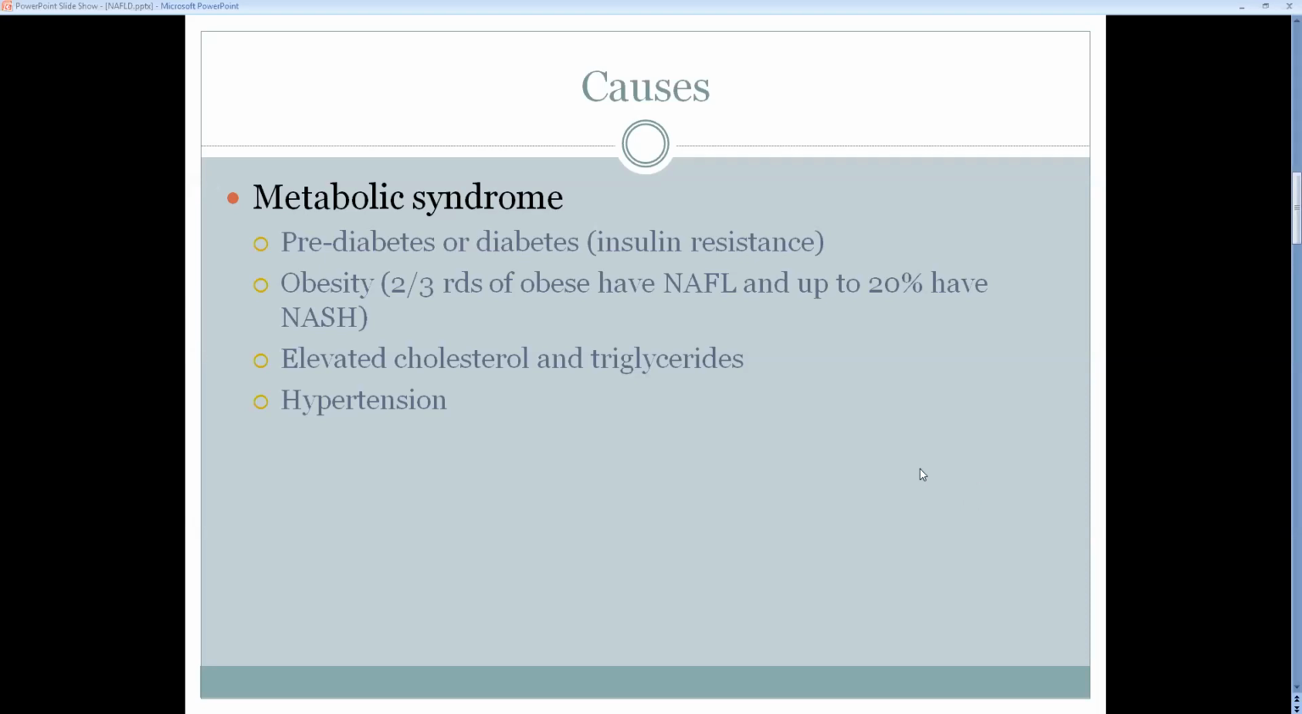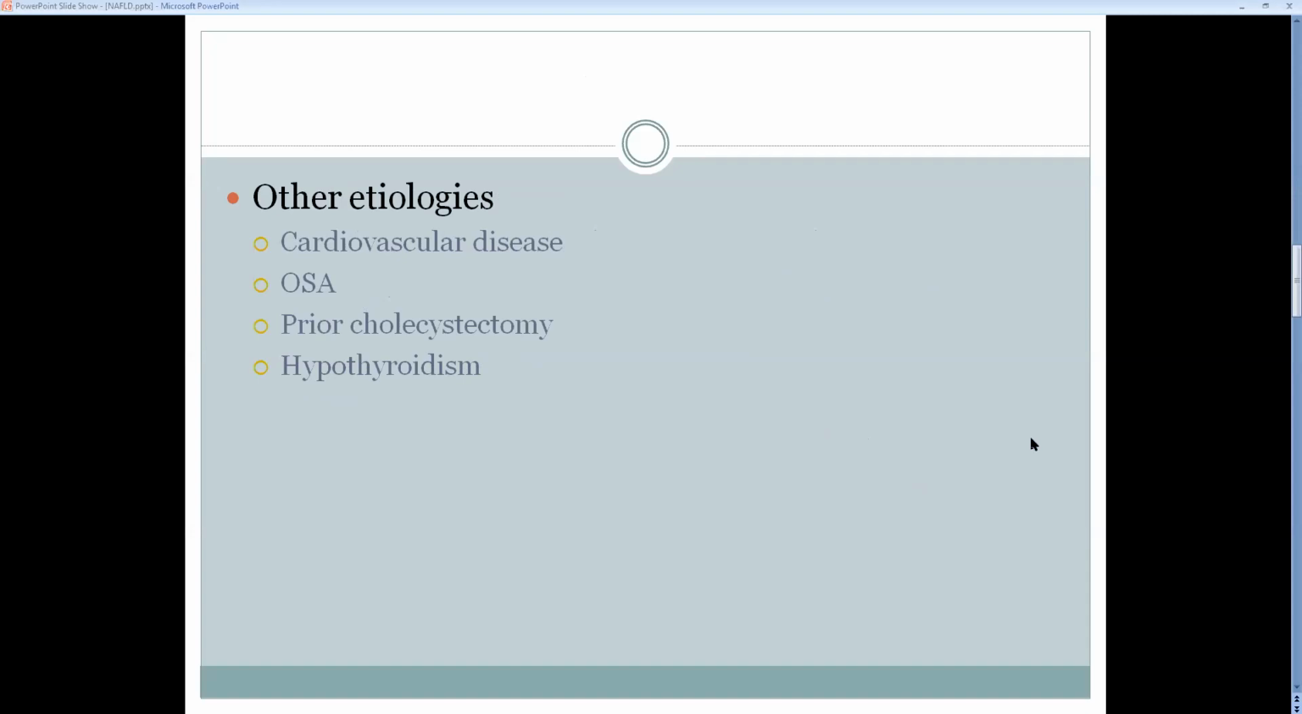As far as obesity, you can see that 2/3 of these patients will have non-alcoholic fatty liver, and 20% of obese patients will likely have NASH on initial presentation. Approximately 88% of patients who have NASH on biopsy are going to have all four components of metabolic syndrome.